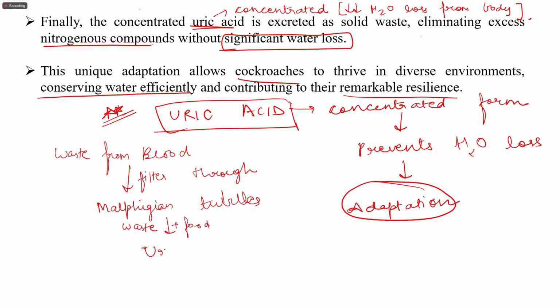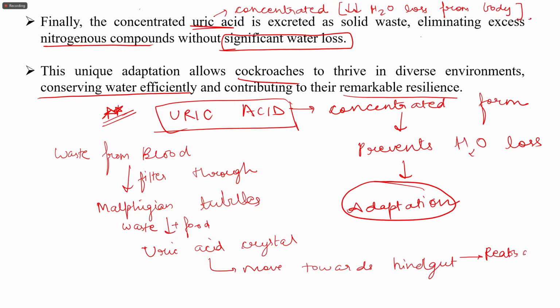Leading to the formation of uric acid crystals. These uric acid crystals move to the hindgut, where reabsorption happens. This is a very important step. Reabsorption of the ions, salts, and water is important. So reabsorption of important components happens, and the remaining is eliminated out of the body.